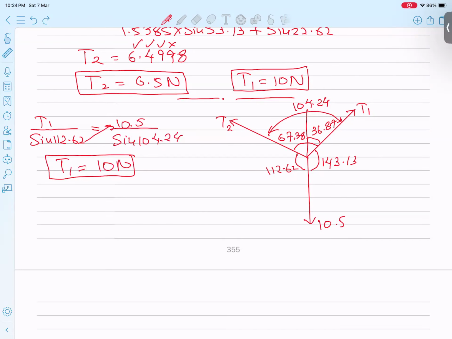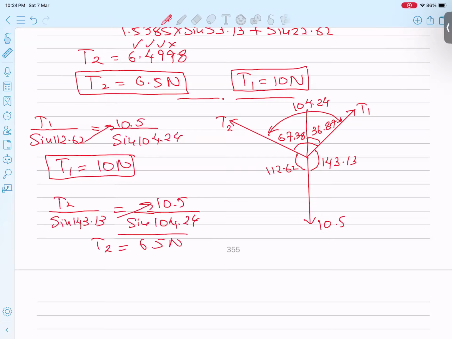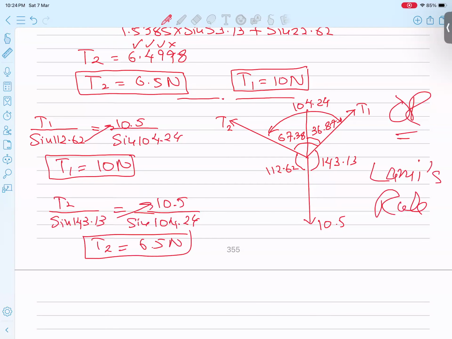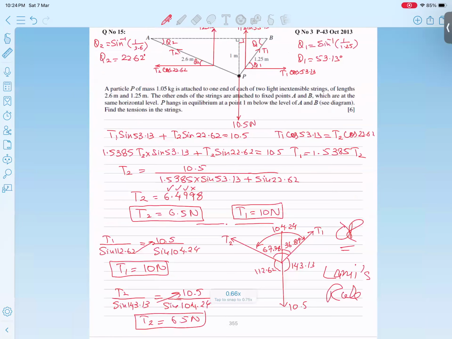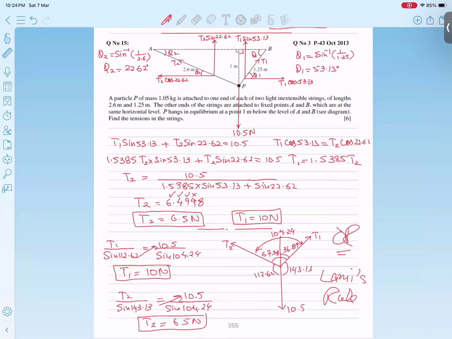So second method, how to get the T2 value: T2 divided by sine of 143.13 is equal to 10.5 over sine of 104.24. Now if I multiply this, T2 will become 6.5 newtons as well. So Alhamdulillah, the second method I have done is called Lami's rule, basically the sine rule. So Alhamdulillah Rabbil Alameen, I have done this question two ways. I hope you got the point.